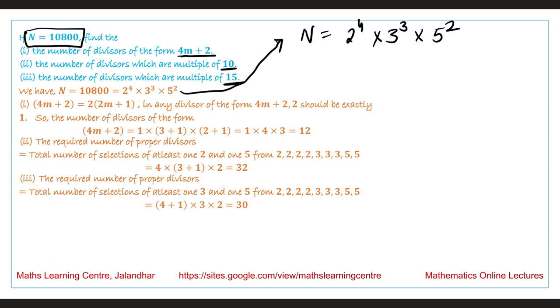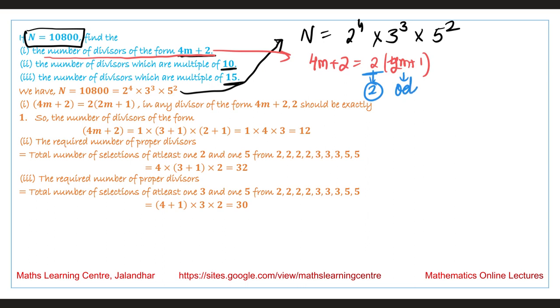Now in this first part, we are looking for the number of divisors of the form 4m plus 2. So we are talking about numbers of the form 4m plus 2, that is equal to 2 into 2m plus 1. It means we are talking about numbers which have 2 as a factor, and the remaining term should be odd. We have 2 over here and this odd number. It means the power of 2 should be 1. So the number of options for the exponent of 2 is only one, it is 1.